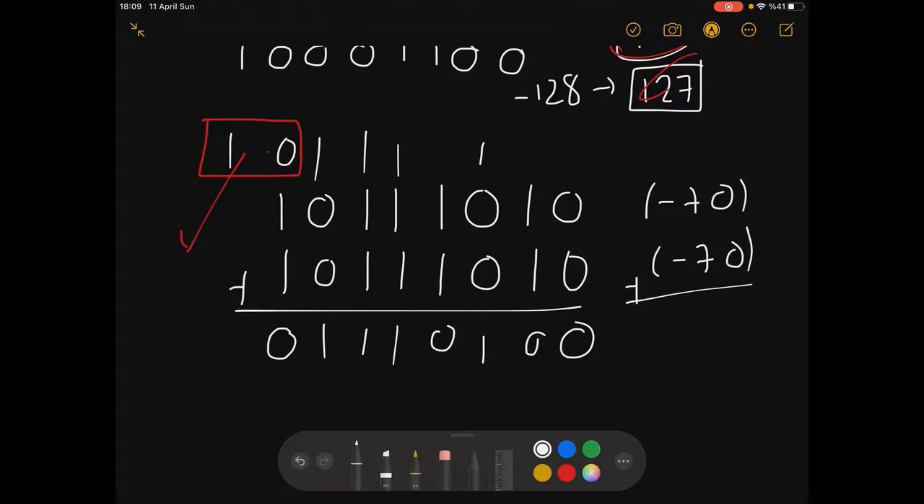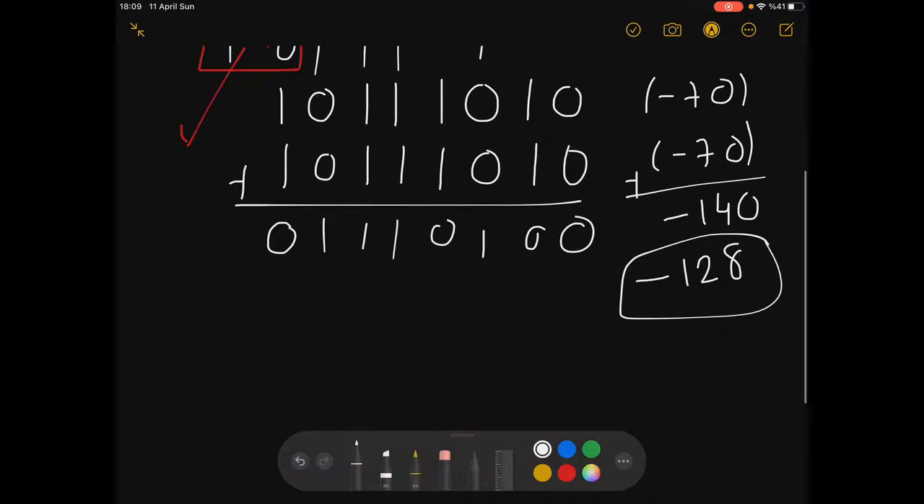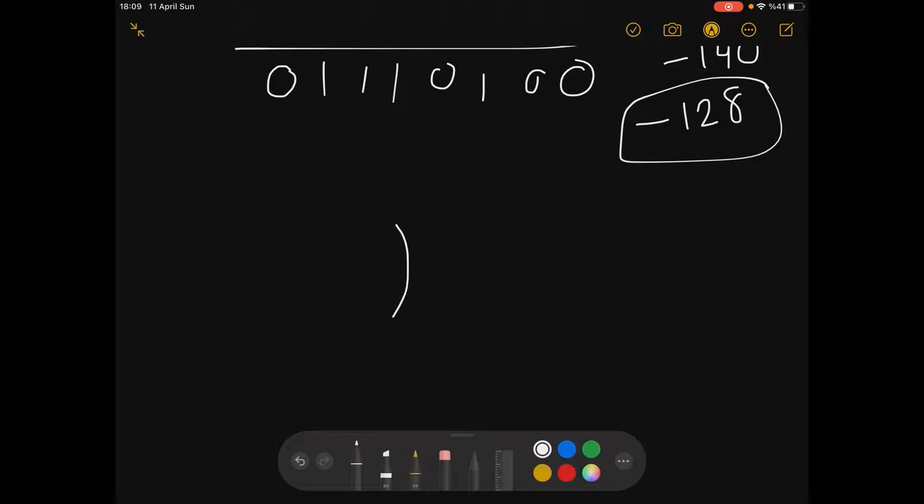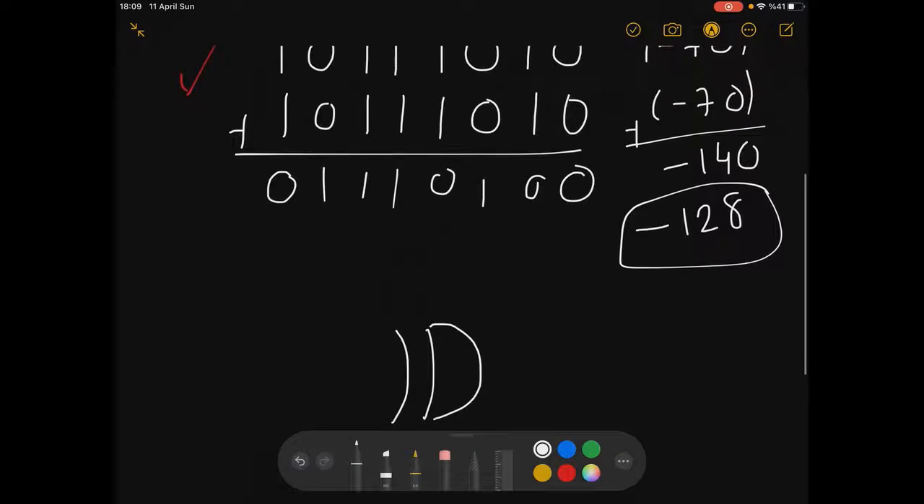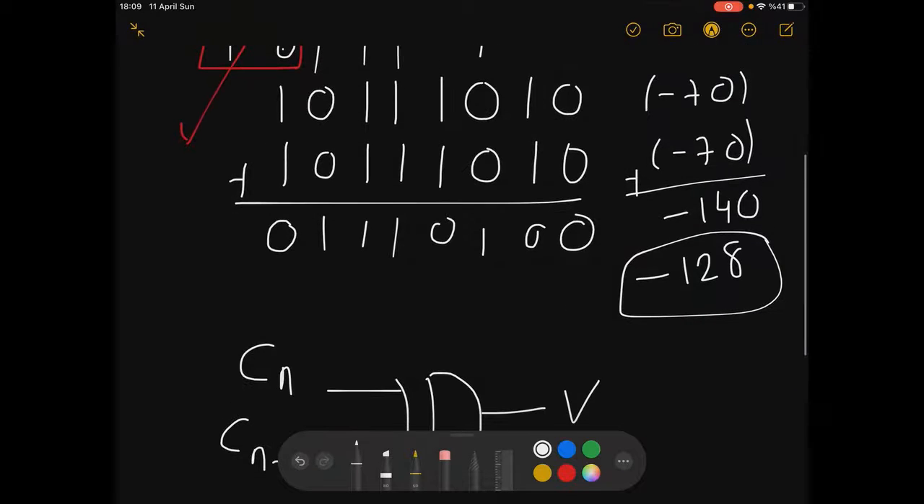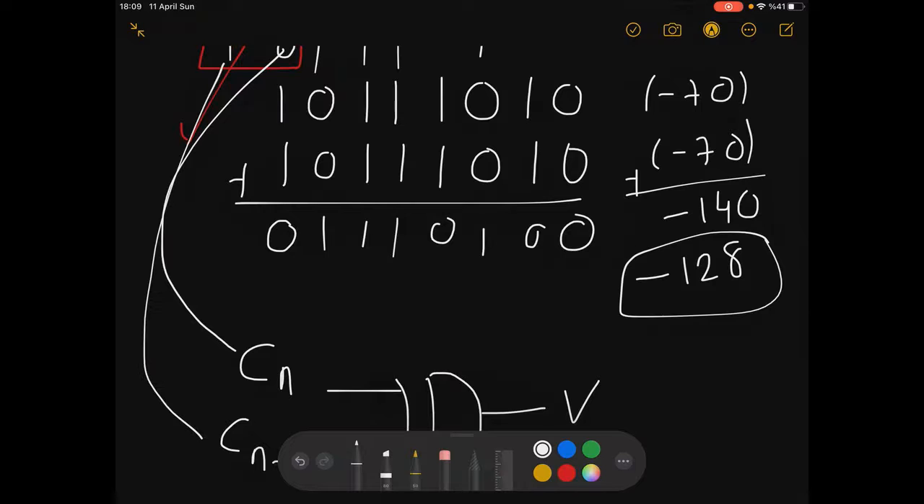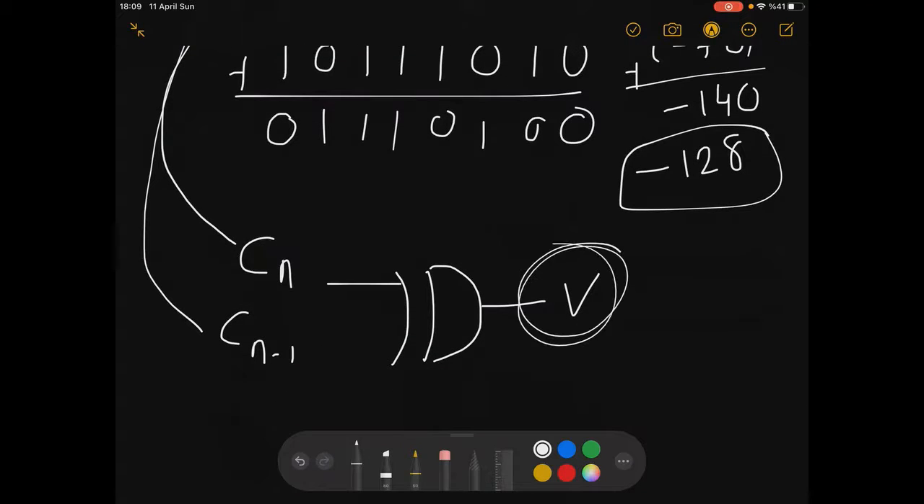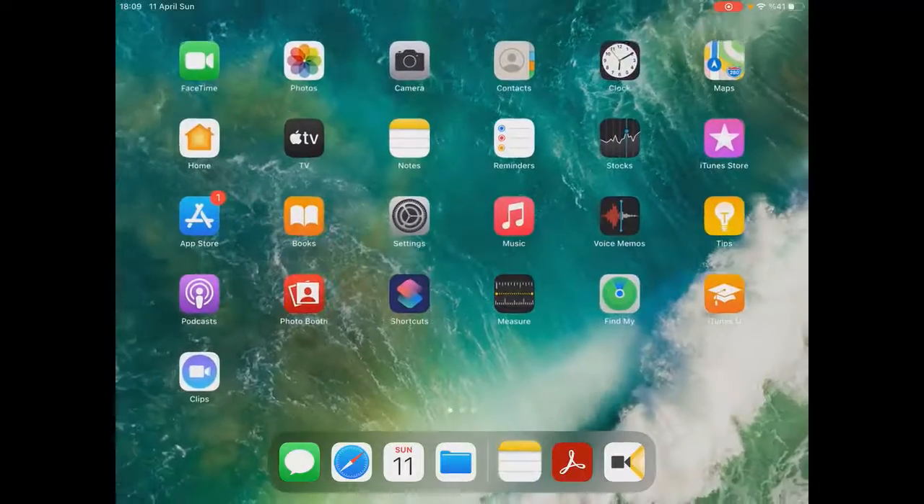Not surprisingly, when you add these, you will have minus 140, which is more than your maximum capacity of minus 128 here. That's the idea. So you need a circuitry here for checking this, right? You just have an overflow bit here for checking Cn and Cn minus 1. You just use an XOR gate for connecting these bits together, and this will check for your overflow. That's the idea.